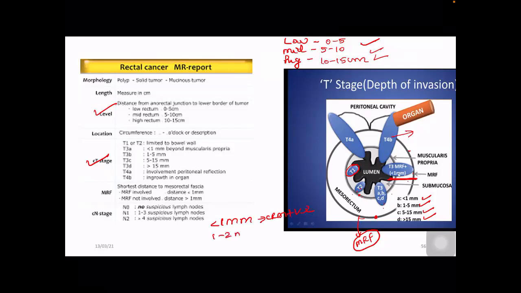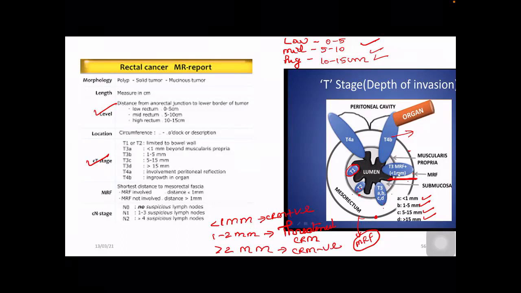1 to 2 mm, we call it a threatened CRM. CRM is circumferential resection margin. More than 2 mm, we call it CRM negative. Fine.